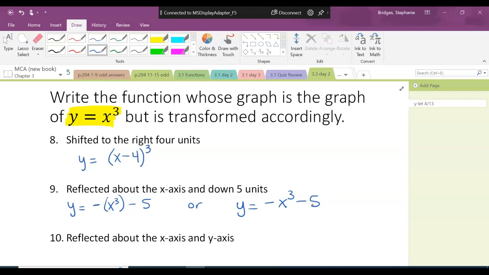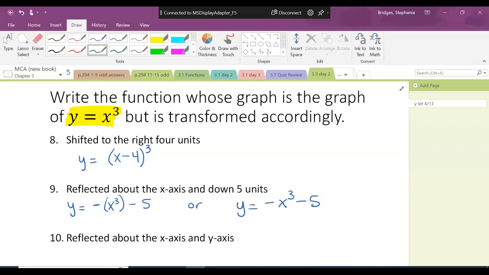If it's reflected on the x-axis, it just goes in front of my function. In this case, my function is x to the third. Now, if it is reflected on the y-axis, it has to go inside of my function. So it has to go in parentheses with the x before I cube it, if that makes any sense. Okay, so let me write it for you. For this one, that's my x-axis, okay? For my y-axis, it would have to look like this. A negative x inside and then cubed. Do you see the difference?